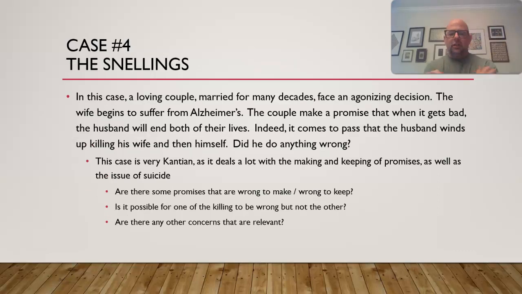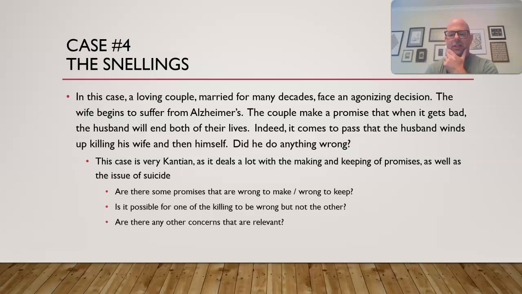Case 4 is about a couple. The wife gets Alzheimer's, and the couple make a promise to each other that if she gets bad, they're going to both end their lives. In the case you mentioned, you see I mentioned it here.